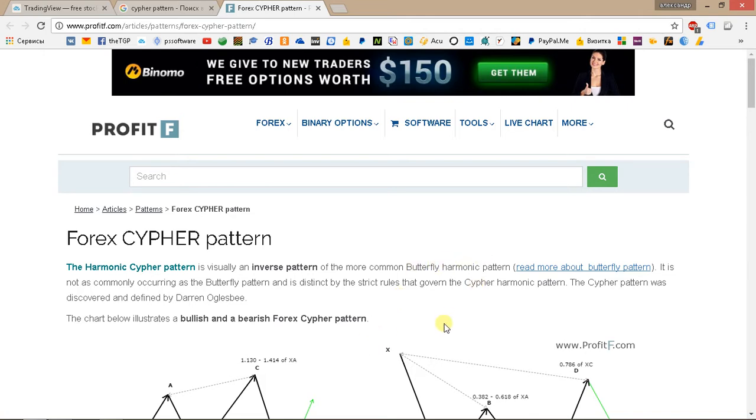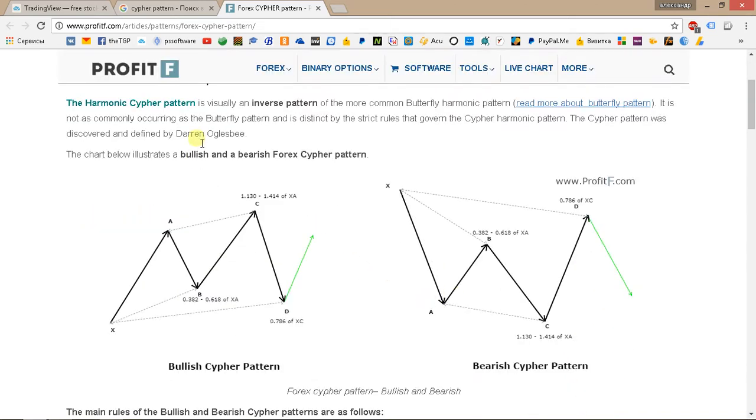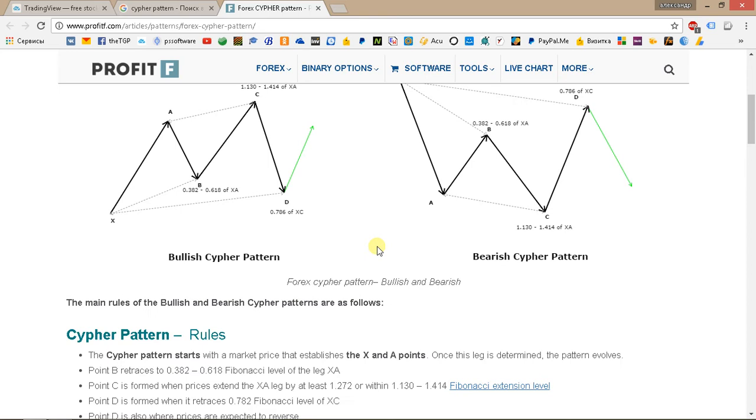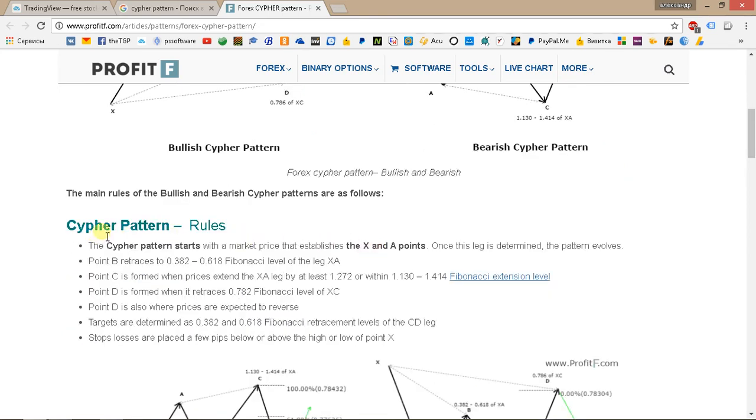Okay, harmonic butterfly pattern. It is not as commonly occurring as the butterfly. Yes, the butterfly is the most frequent pattern and is distinct by the strict rules that govern the cipher. Well, I don't understand what this means. The cipher pattern was discovered and defined by Darren Oglesby. Yes, I agree. The chart below illustrates the bullish and bearish cipher pattern. Well, it doesn't illustrate anything because we have very specific cipher pattern rules. Let us read.